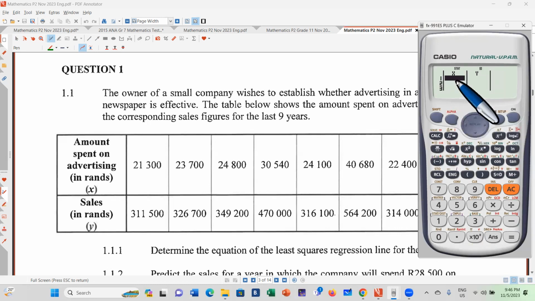Now the calculator is going to yield an X and Y column. So we start with the X column. The first one is 21,300, equals. The next one is 23,700. The next one is 24,800.